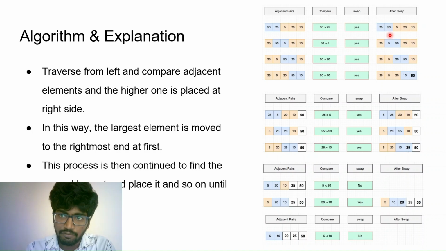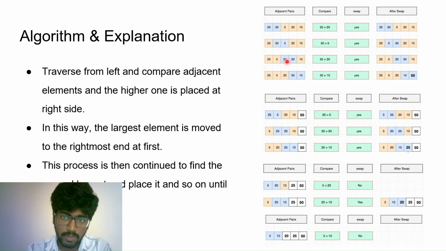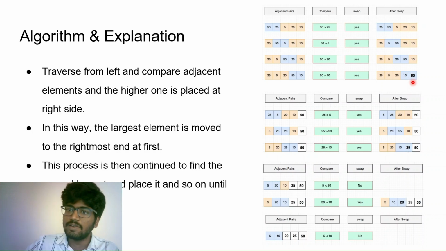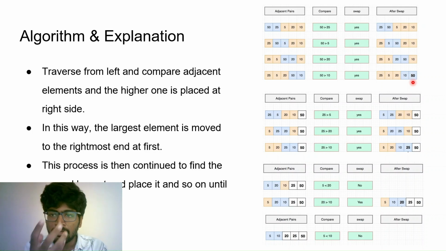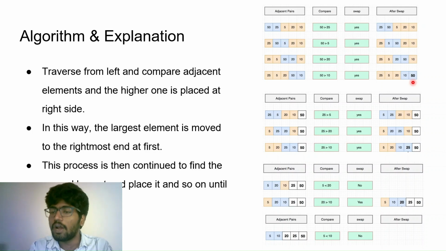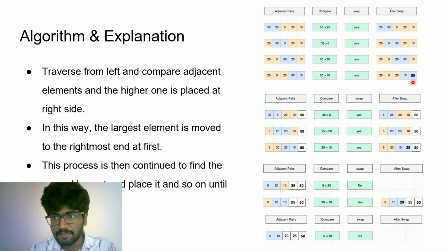Now take 50 and compare 50 and 5. Swap it again. Then 50 and 20, swap it again. 50 and 10, swap it again. At the end of the first iteration, you will see that your 50 has moved all the way to the right. This is what bubbling up means: bubbling up the largest element towards the right of your array. That's why it's called bubble sort.